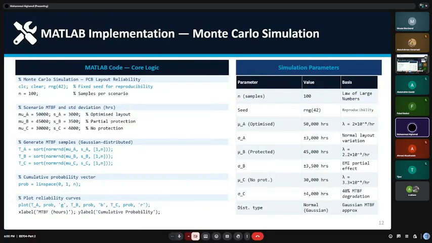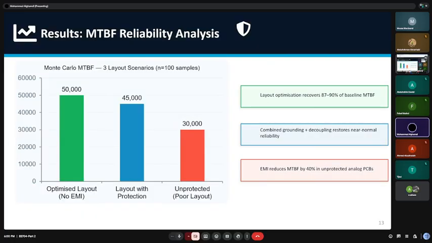Okay, this is the code and the parameters we set in our implementation. And here are the results. We can see that here, in the optimized layout, there is no interference at all, 50,000. And here the layout with the protection, and here the unprotected or poor layout.